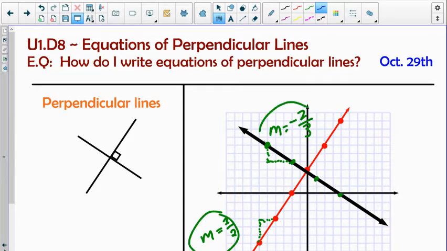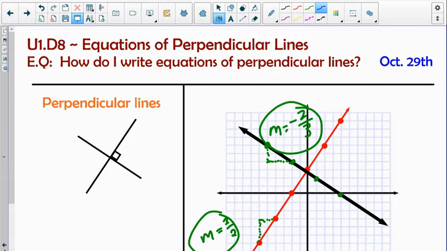So what I want you to do is really look at those two slopes and compare them. It looks like they both contain the same numbers, the same values. However, the fraction was flipped upside down. The 3/2 from the first line was reversed. We call that a reciprocal in math.